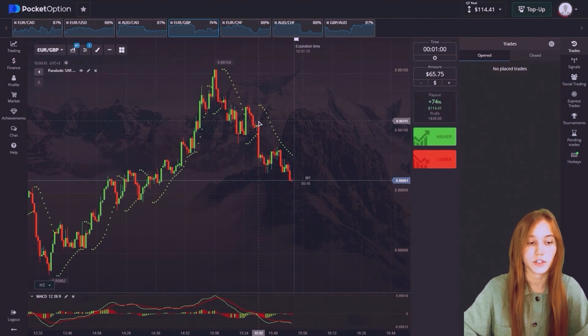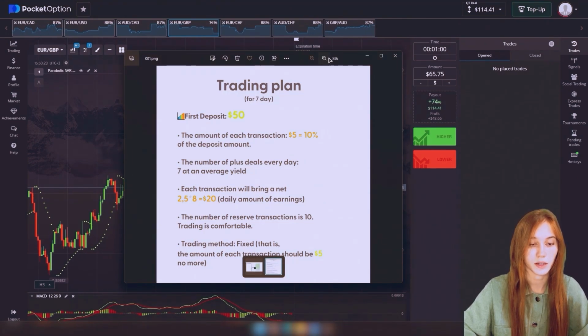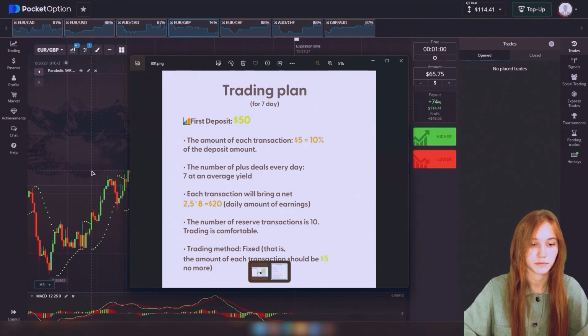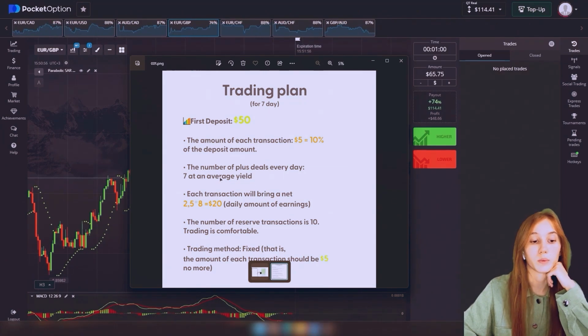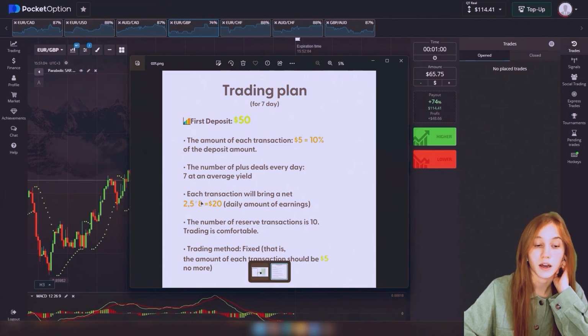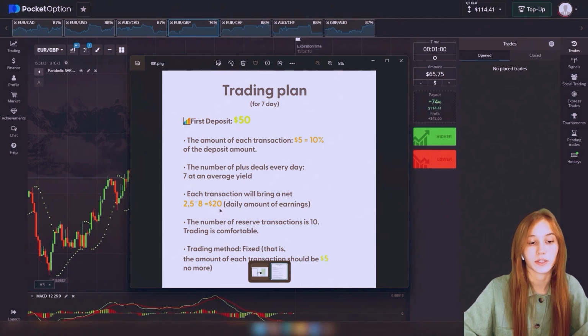Show you the strategy, a small strategy. You see this its parameters table for you. It's planned for 7 days with $50 starting deposits. The amount of each deal is $5. It's 10% of the total deposit amount. And the number of profitable deals we have every day is an average number of successful deals, 7 days of profitable ones. Every deal will bring at least $2.5 plus or minus maybe, so you can use it.